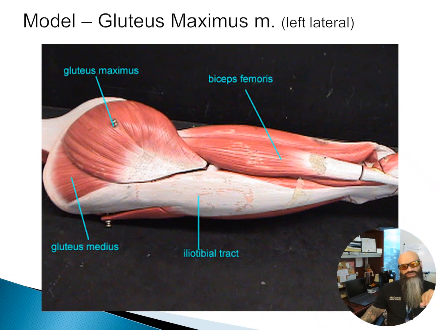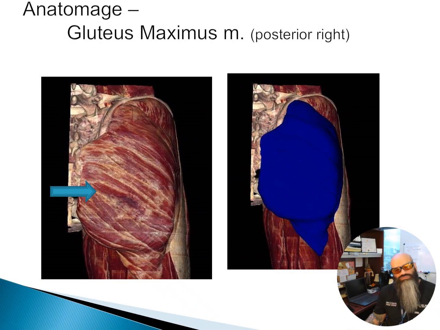Here's a diagram, a model showing you some of the hamstrings, your biceps femoris, your IT band, or iliotibial tract. For clinical medicine, we call it the iliotibial band. Glute medius, which is adjacent to the gluteus maximus. Here's what it looks like on the analog.